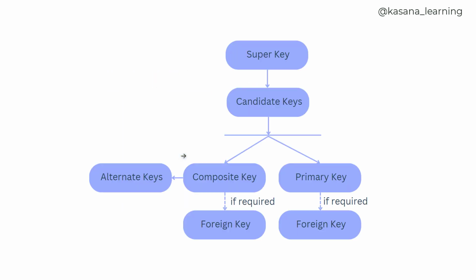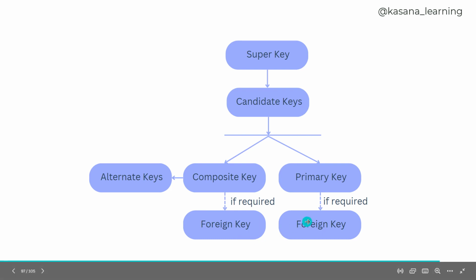And here is the hierarchical order. First, it is a super key because it can be a combination of a single key or any number of keys, and it uniquely identifies the data in the table. Then its subset is the candidate key, and in the candidate key we choose one key as the primary key, and if there is a combination of two or more keys, it will be a composite key, and the remaining will be the alternate keys. And if required for an external table, we choose the foreign key, and it will be from the primary key or from the composite key. And that was it.